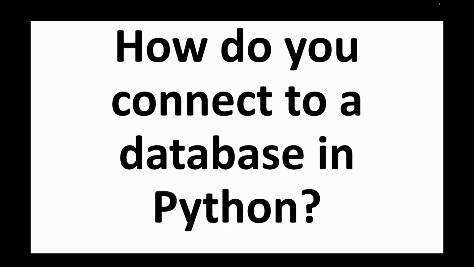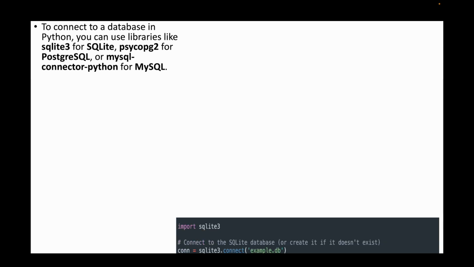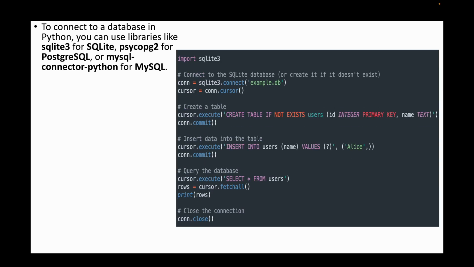The next question we have is, how do you connect to a database in Python? So for this, we'll need to essentially open up a connection to the database. We have libraries that are available for this. So if you're using SQLite, we have sqlite3. If you're using PostgreSQL, we have a library for that. And if you're using MySQL, there's a library for that as well. So depending on the database that you're using, you will be using the respective libraries.